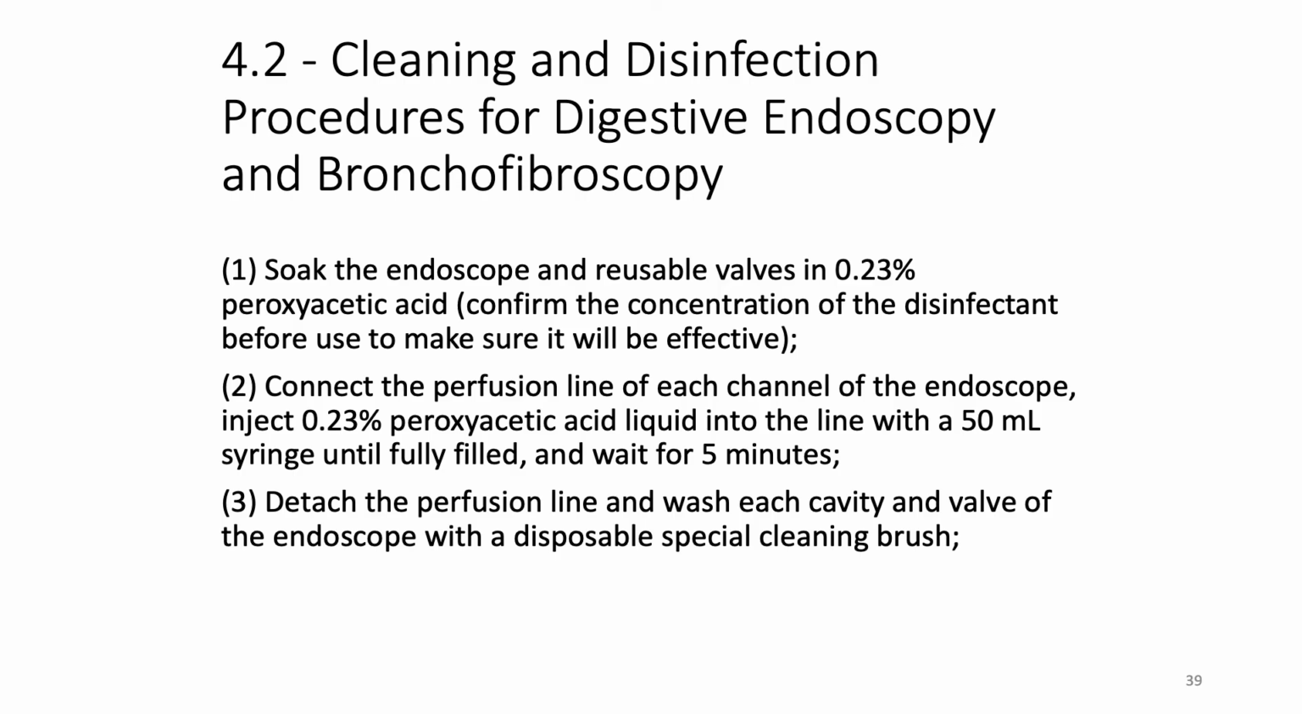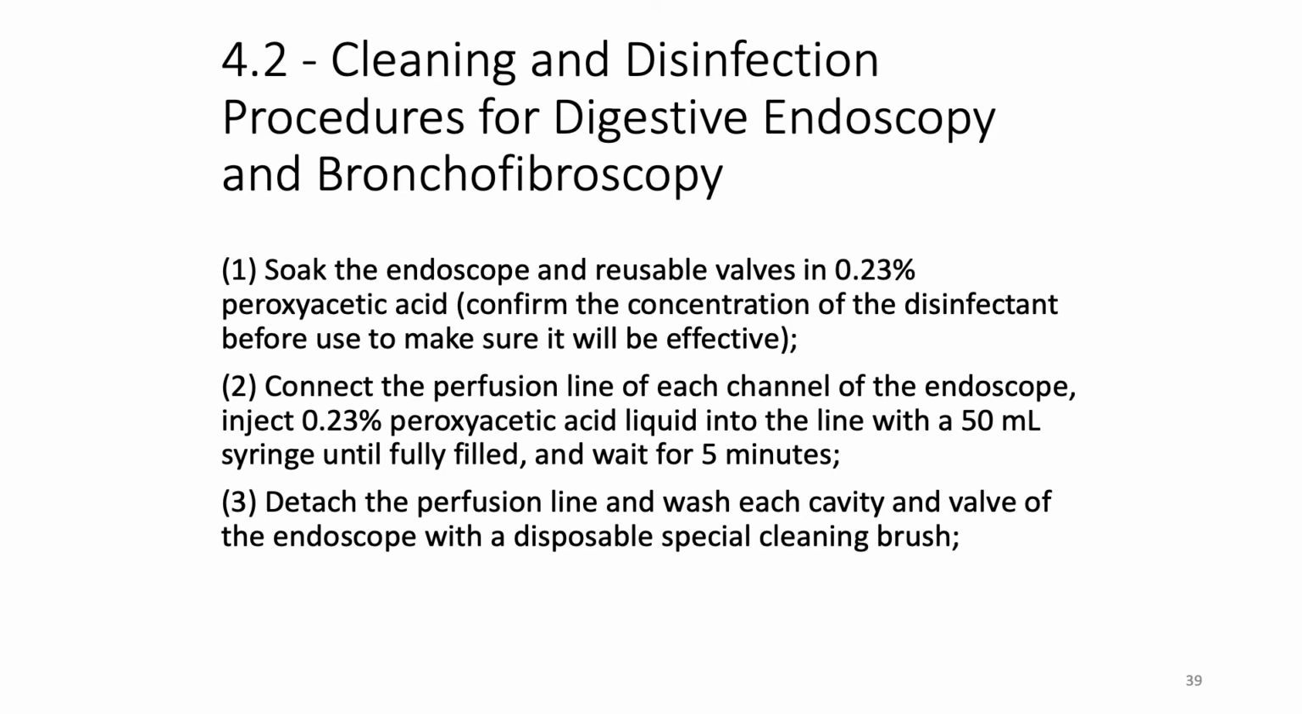We now come to 4.2, cleaning and disinfection procedures for digestive endoscopy and bronchofibroscopy. 1. Soak the endoscope and reusable valves in 0.23% peroxyacetic acid. Confirm the concentration of the disinfectant before use to make sure it will be effective. 2. Connect the perfusion line of each channel of the endoscope. Inject 0.23% peroxyacetic acid liquid into the line with a 50 ml syringe until fully filled and wait for 5 minutes.